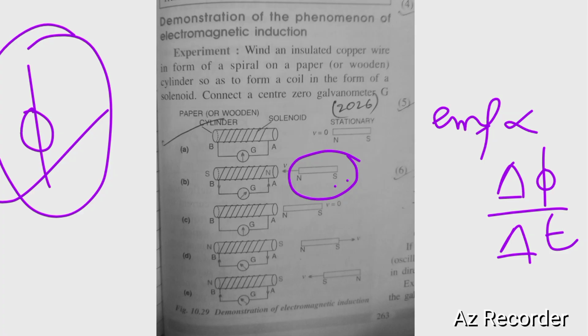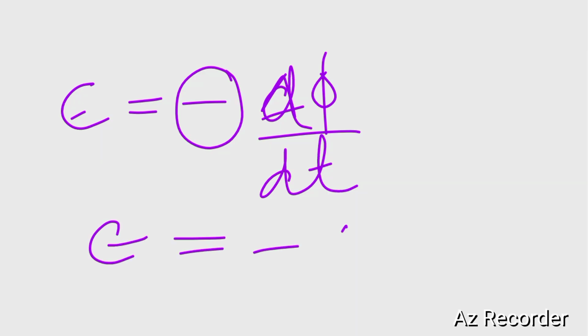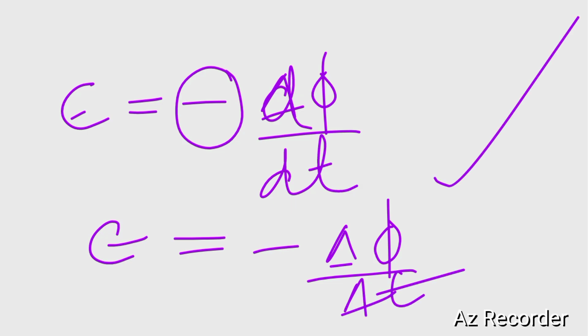If we also consider Lenz's law, then EMF E is equal to minus d phi by dt. Why this minus sign? Because we have already seen that the direction of induced EMF is opposite to the direction of change of flux. So we conclude that EMF is equal to minus d phi by dt, or delta phi by delta t. This is basically Faraday's law of electromagnetic induction: whenever there is a change in magnetic flux linked with the coil, an EMF is induced, and the magnitude of induced EMF is directly proportional to the rate of change of flux linked with the coil.